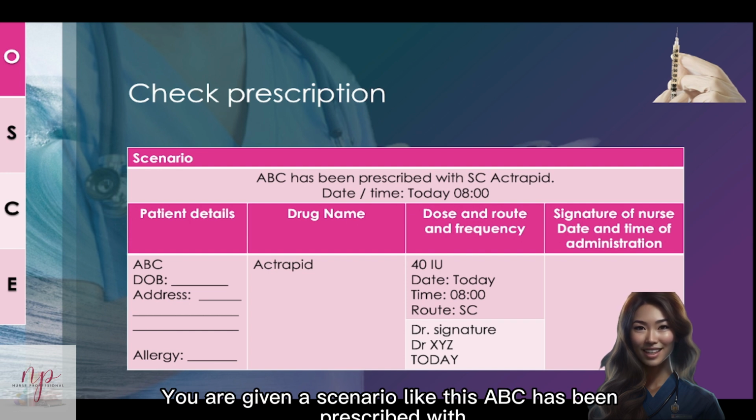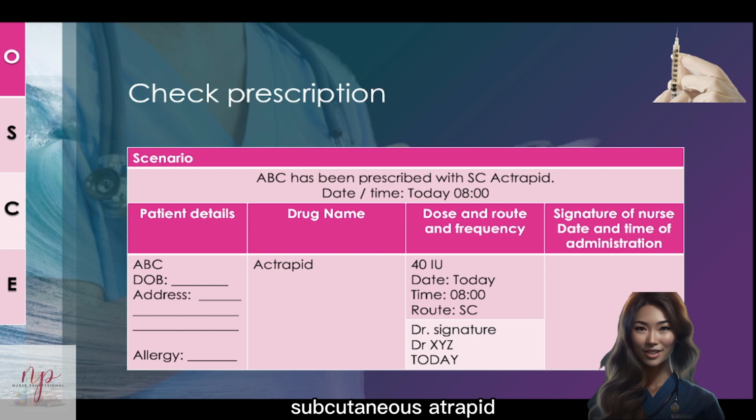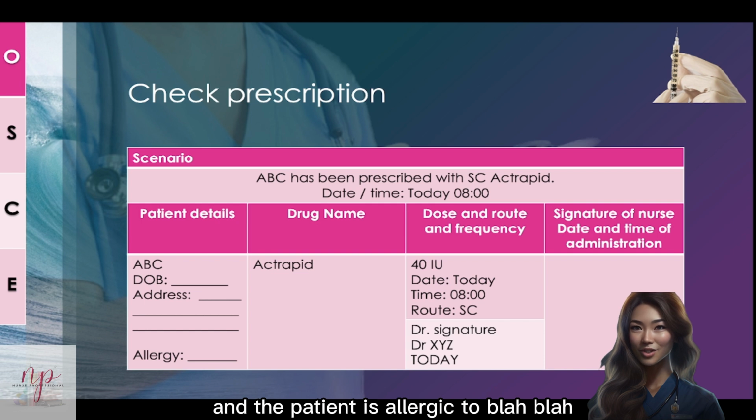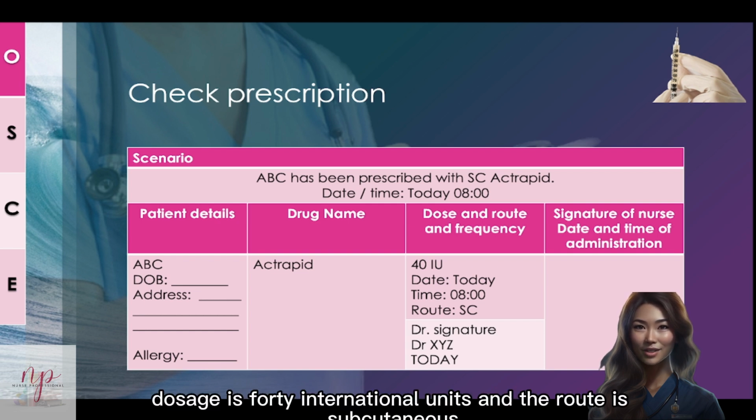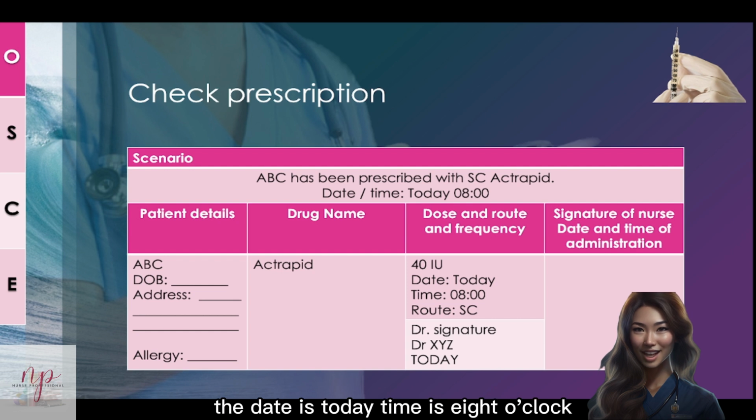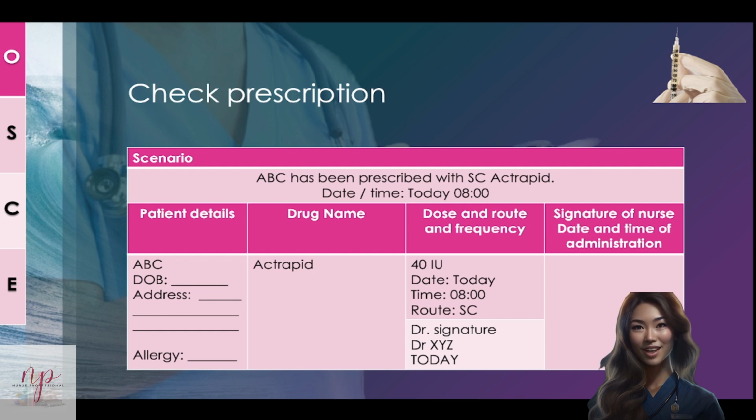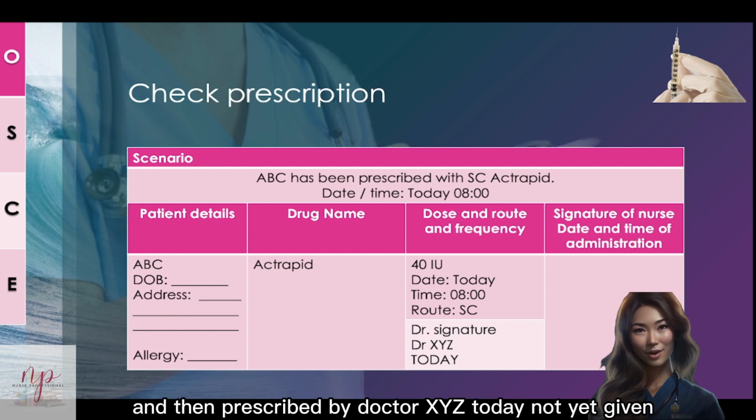ABC has been prescribed subcutaneous atropine. Date is today, time is 8 o'clock. You need to read aloud the whole table. Patient's name, ABC, date of birth, blah blah blah, address, blah blah blah. And the patient is allergic to blah blah blah. And then the drug name is atropine. Dosage is 40 international units. And the route is subcutaneous. The date is today, time is 8 o'clock. And then prescribed by Dr. XYZ today, not yet given.